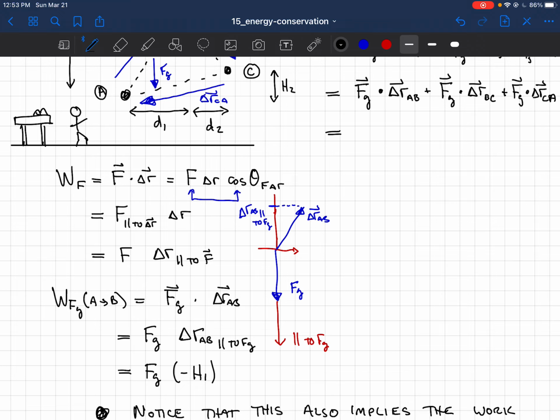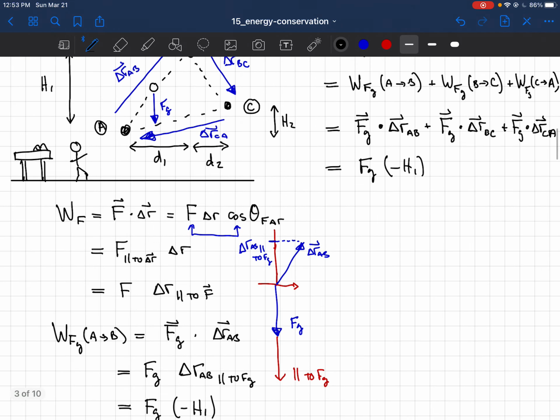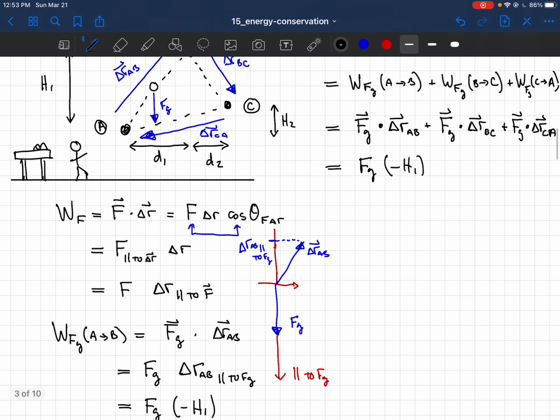So what do we get? Well, this is going to be, I could just write it as mg for the magnitude Fg. Sorry, let's make it a little bit more clear. So it's Fg times minus h1. And then I could do exactly the same thing for the other ones.